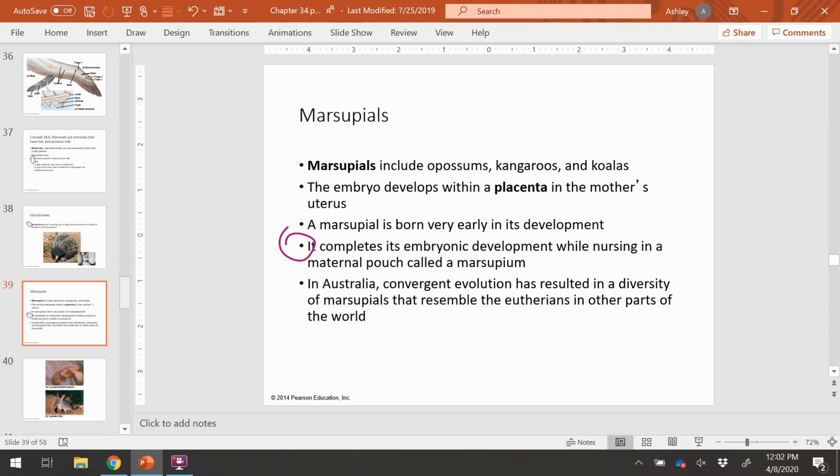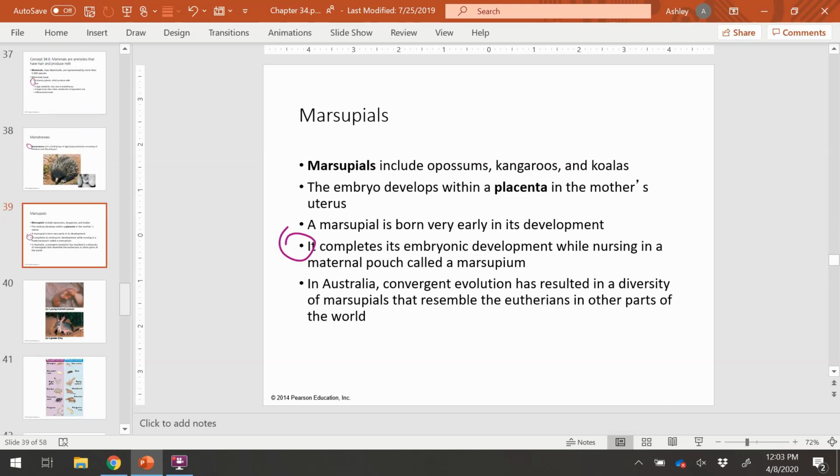And so there's similarity between the marsupials and the next group due to convergent evolution, where they have similar environments that have similar needs. And so they match those needs similarly, but they don't have directly, closely shared evolutionary history. And so the marsupials can include possums, kangaroos, and koalas.